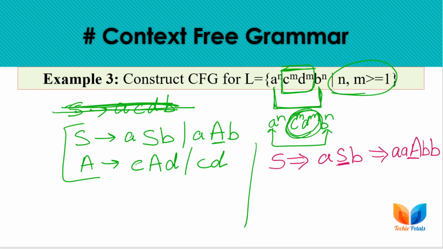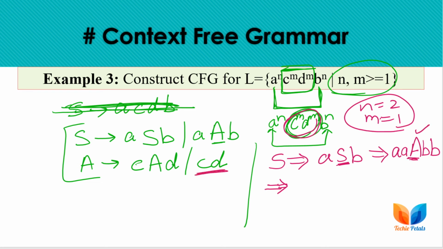So now this A will be responsible to repeat this inner portion C and D. So after this sentential form, the next sentential form will be this: if n is equal to 2 and m equals 1, we can directly rewrite A with this fourth production rule. So the resulting string will be this. In this way we can write the production rules for the given language or grammar.